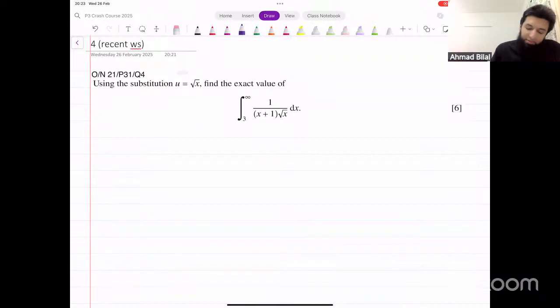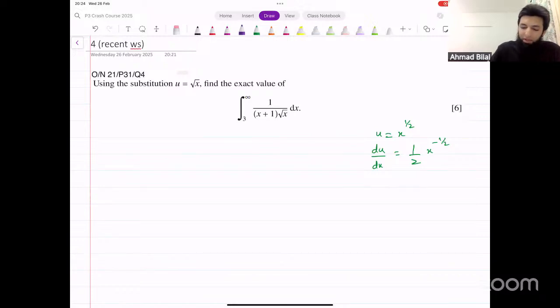Okay, let's try this. The substitution that we are given is u equals square root of x. We can say that's x power 1 over 2. Let's find the derivative of this. du over dx, what's that? 1 over 2 x raised to the power minus 1 over 2.